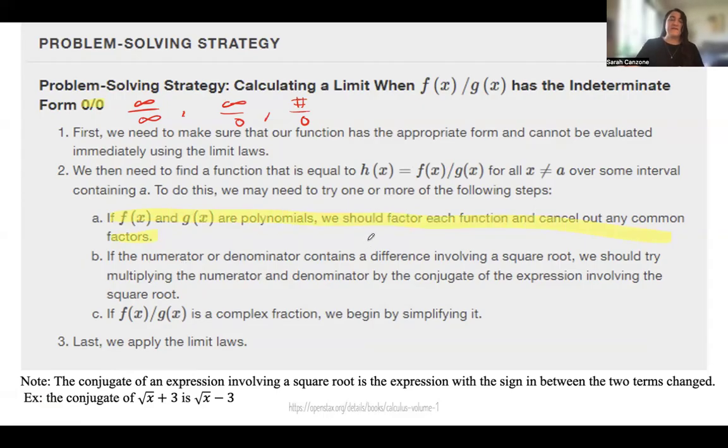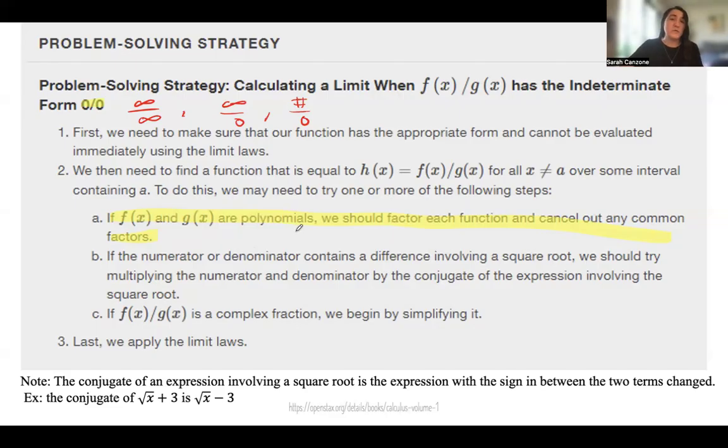So the idea is that every single time we do something to our function, we want to plug back in with the limit. And ideally, once we plug it back in, we will have gotten rid of the little problem area that we had, and it will solve. So if it's polynomials, we're going to factor and cancel out the terms.